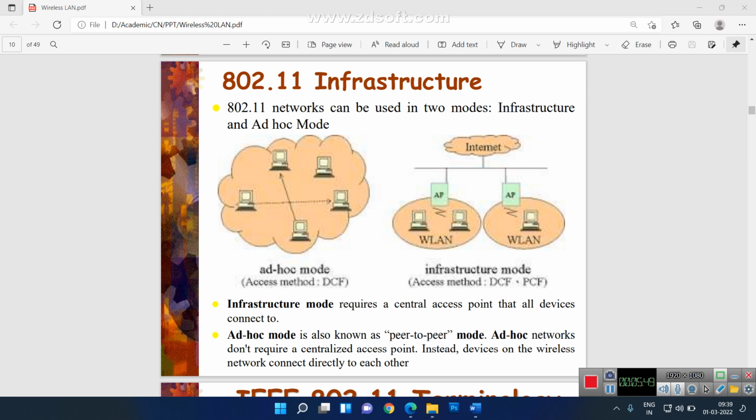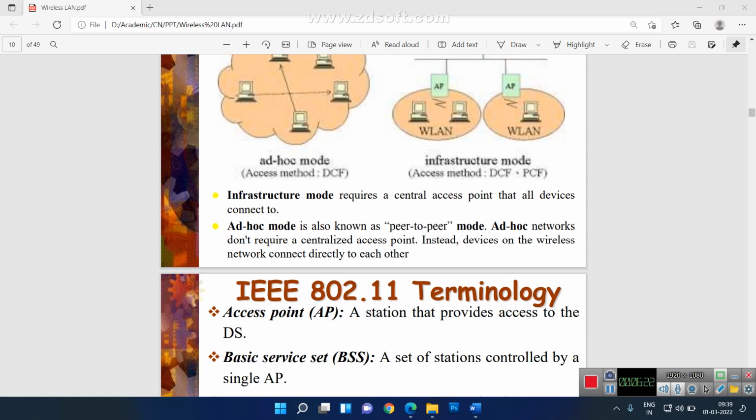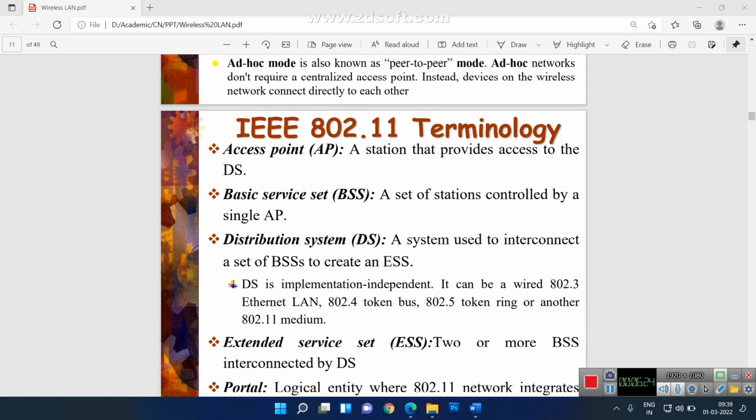And then ad hoc mode, where only the access point is there. With the help of that access point, multiple systems receive internet connections. This type of thing we call ad hoc mode. In this ad hoc mode, the coverage range is very small. Within 500 meters they can receive the internet connection. Once they exceed the 500 meters, they cannot receive the internet connection. That is what we call infrastructure and ad hoc mode.